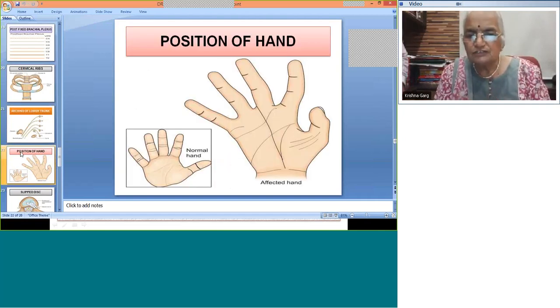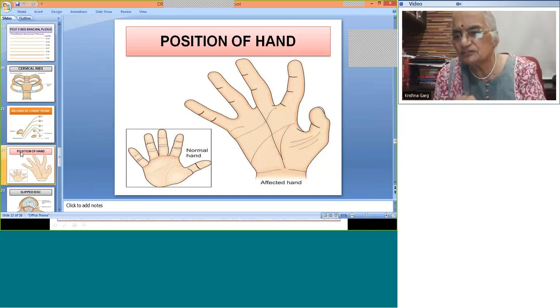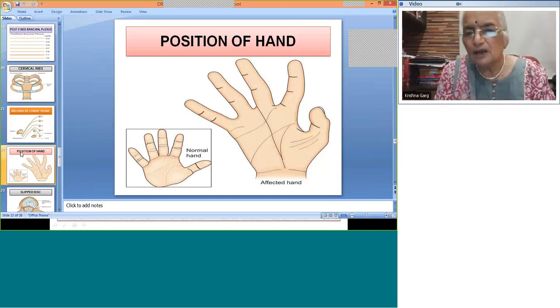The nervous symptoms one can see in relation to the hand. The small part is showing the normal hand, and the affected hand is showing that it is a monkey-like or ape-like hand. The muscles which are forming the thenar eminence, the abductor pollicis brevis, the flexor pollicis brevis, and the opponens pollicis, which is a thicker muscle, get paralyzed, and the movements of the thumb are severely affected.